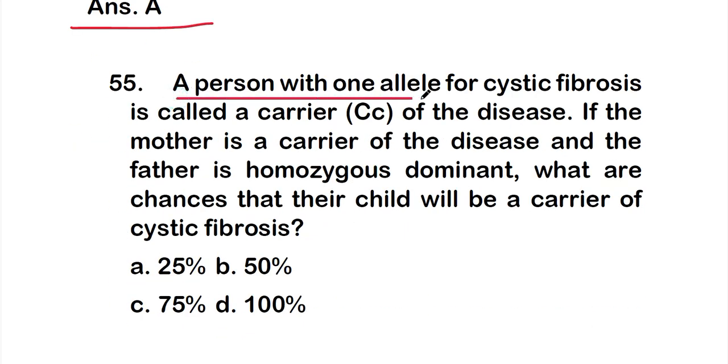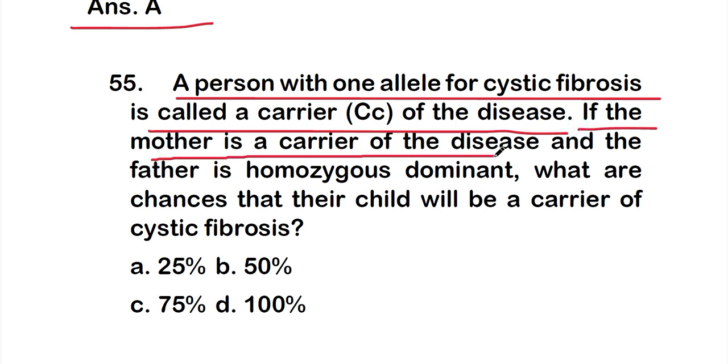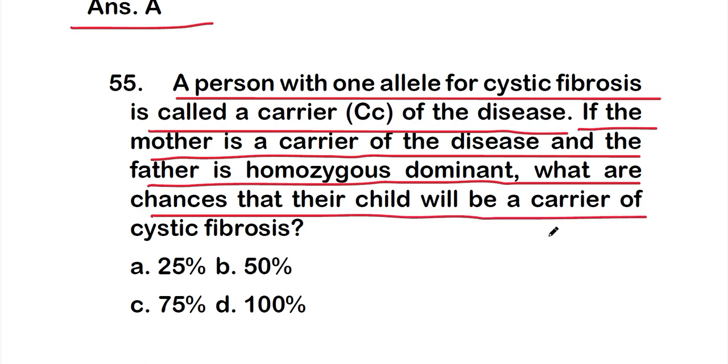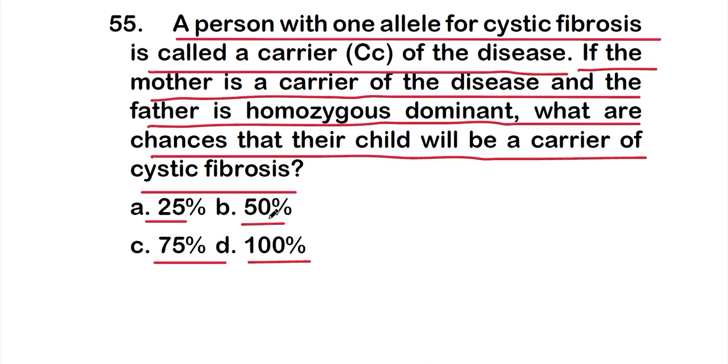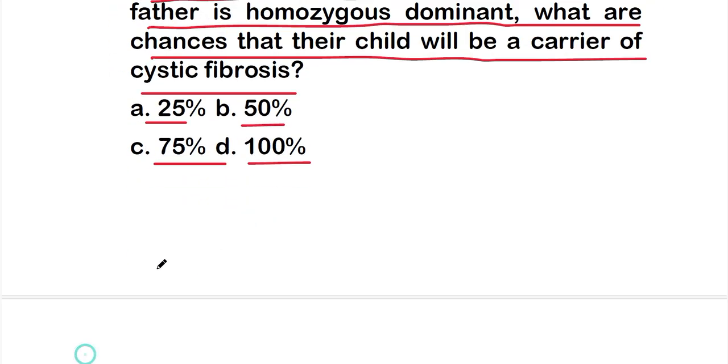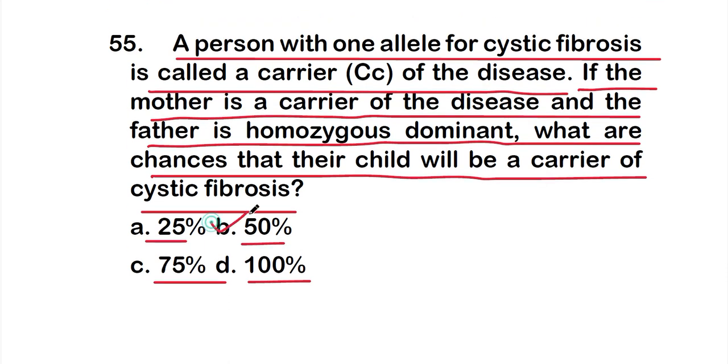A person with one allele for cystic fibrosis is called a carrier, capital C small c, of the disease. If the mother is a carrier of the disease and the father is homozygous dominant, what are the chances that their child will be a carrier of cystic fibrosis? The options are A 25%, B 50%, C 75%, D 100%. The right one is option B, that is 50%.